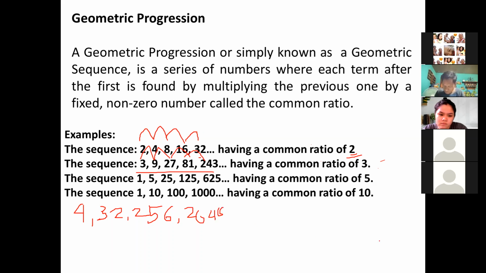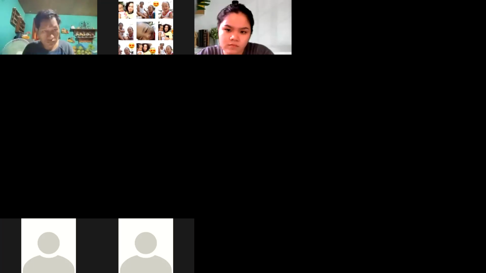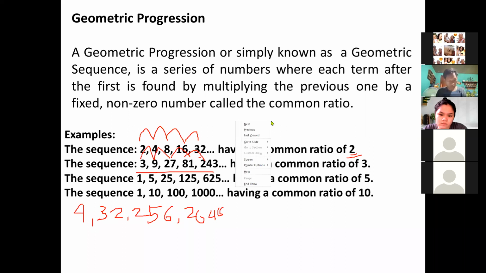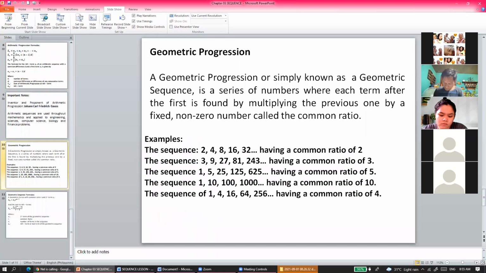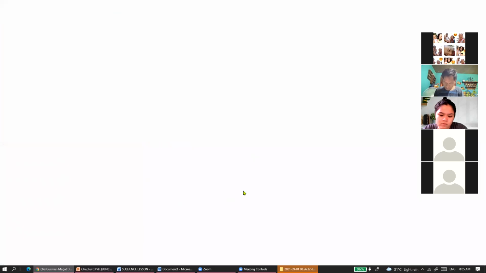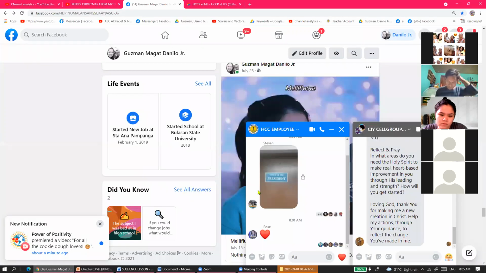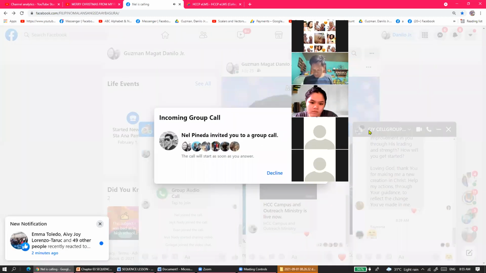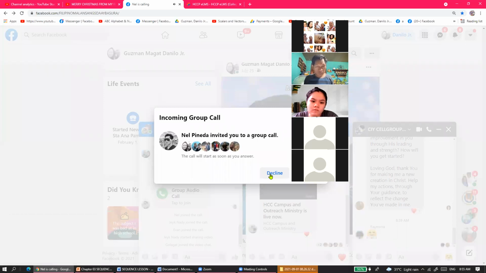Wait lang, may tumatawag, anak, no? Sagutin ko lang. Mga barkada ko. Mamaya na lang.